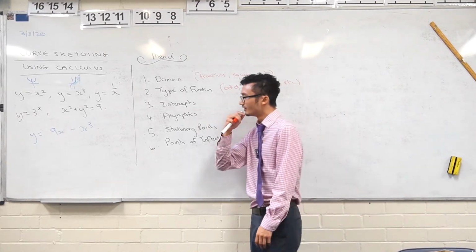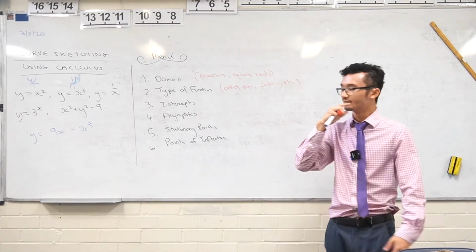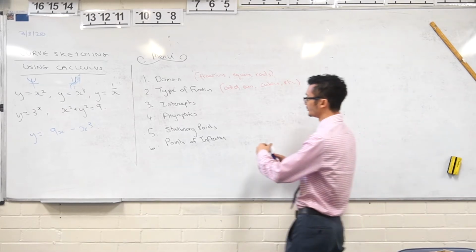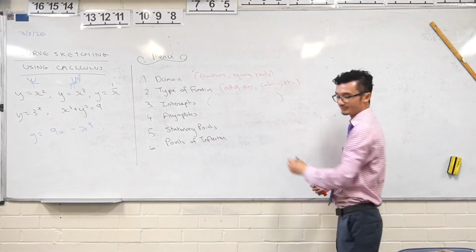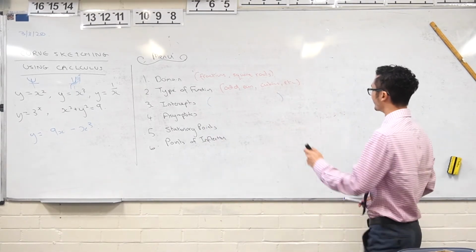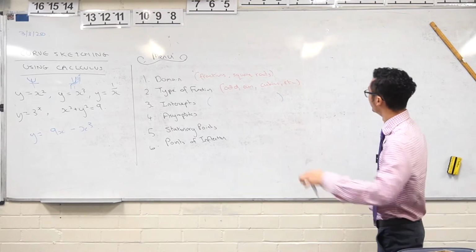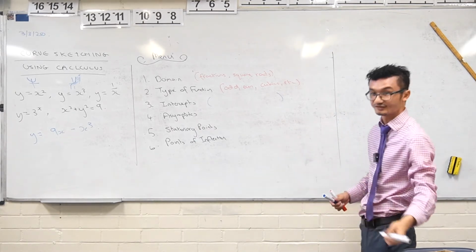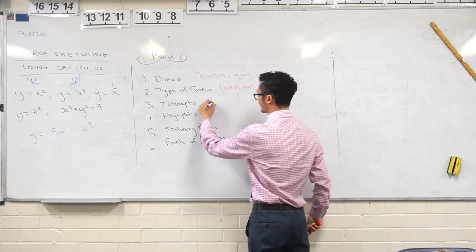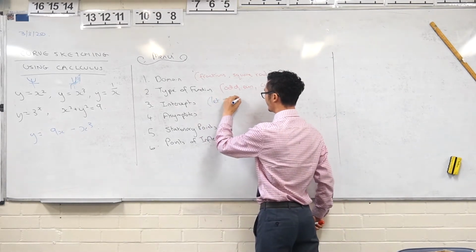Intercepts. When I'm looking at this, Joel, what are we thinking about for intercepts? What do we usually do for that? How do we find intercepts? Yeah, we let x and y be 0. That's the same as always. So we let x equals 0 for y intercepts.